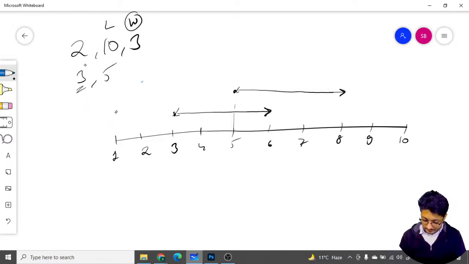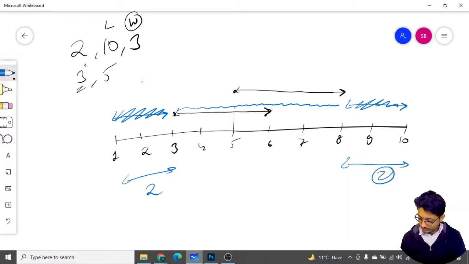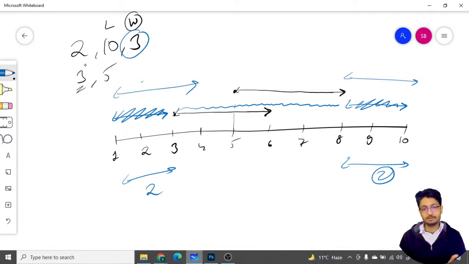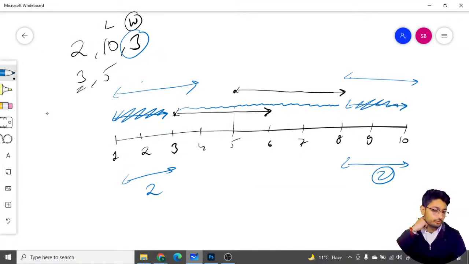But as you can see now, this part, starting from this to this part, is empty. There is a gap out there. From this point to this point, it is completely filled, but this part is also empty. As you can see, this length is 2 and this length is also 2. So because you have boards of length 3, you can put one board here and one board here, and you will completely fill the bridge. So I think 2 is the answer for this, and yes, the answer is 2. So that's the whole problem, how you can do that.